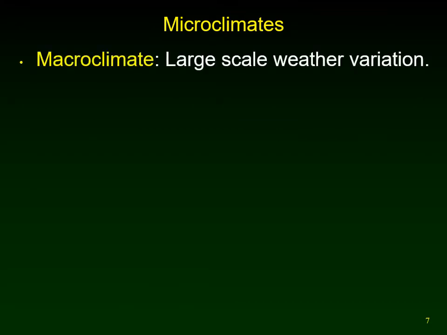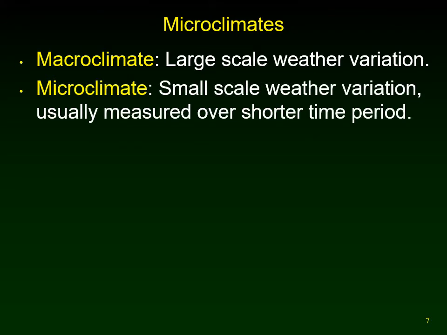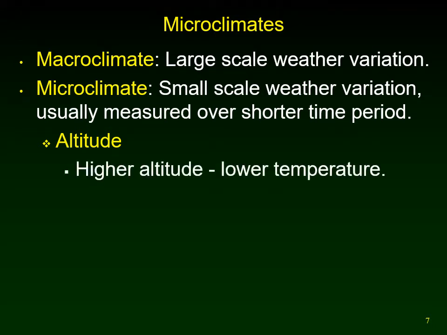So macroclimate would be the large-scale variation in weather. Microclimate is a small-scale variation in the weather. In this case, we're talking about temperature. And we've just seen that if we go up in altitude, we're going to find that the higher altitudes have lower temperatures because of the lower air pressure and the lack of atmosphere to re-radiate heat.